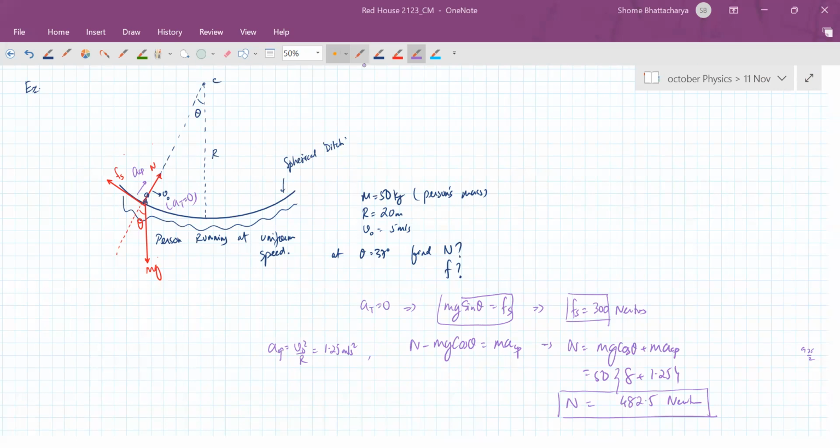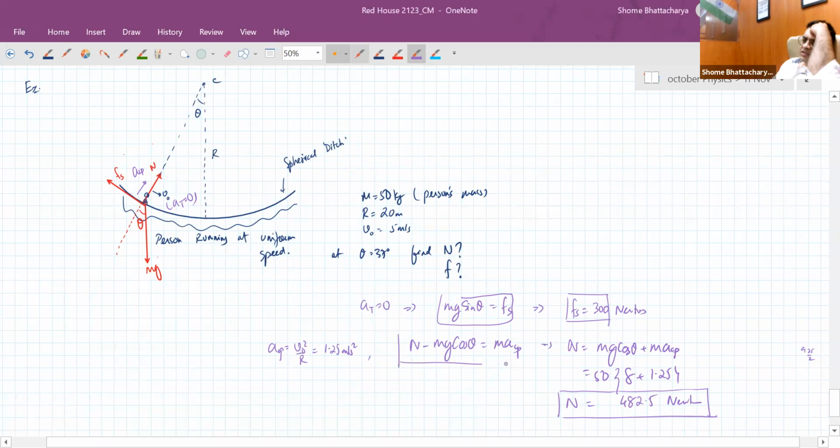Sir, how did the plus come? Can you explain? Because N minus mg cos theta is mass into centripetal acceleration. Now see the second equation that we've written, this one. What is the net force towards the center? It is N minus mg's component. Now, you understood?